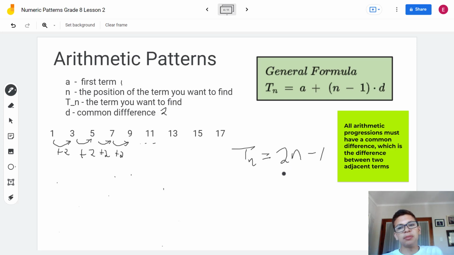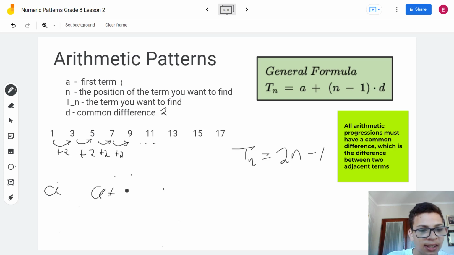But this formula, you can just say, okay, this formula is helpful, but what is this formula? How do you actually get this formula? Well, let's consider an arbitrary, a random arithmetic pattern. Our first term is going to be A, because A is the first term, right? What's our second term going to be? Our second term is going to be A, the first term, plus D. Because we add D, that's our common difference, right? So that's our first term, our second term.